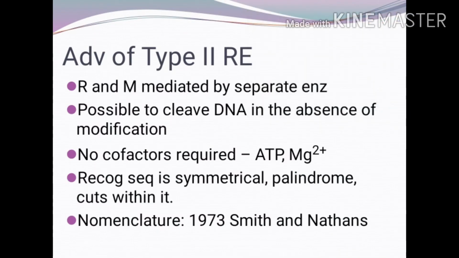Advantages of type 2 restriction enzymes are that restriction and modification are mediated by separate enzymes. It is possible to cleave the DNA in the absence of modification. No cofactors like ATP and magnesium 2+ ions are required. The recognition sequence is symmetrical, palindromic, and it will cut within the sequence. The nomenclature of the restriction endonuclease was given by Smith and Nathans in the year 1973.